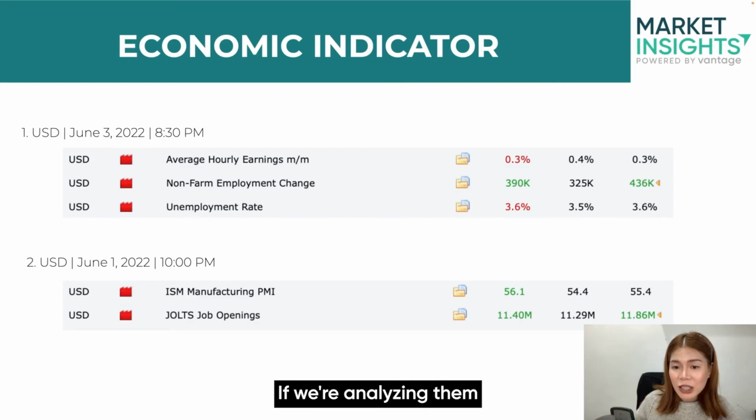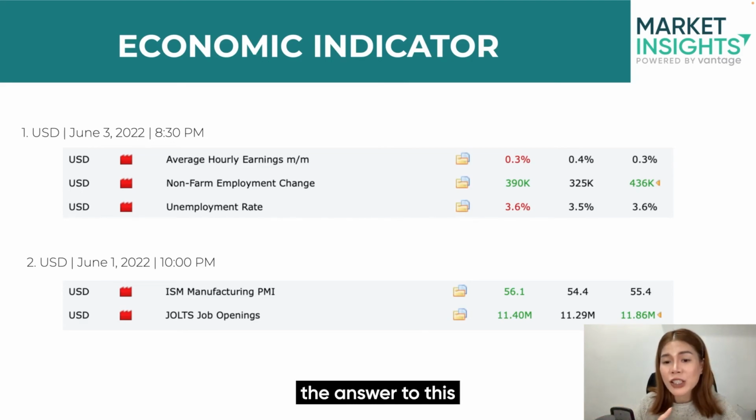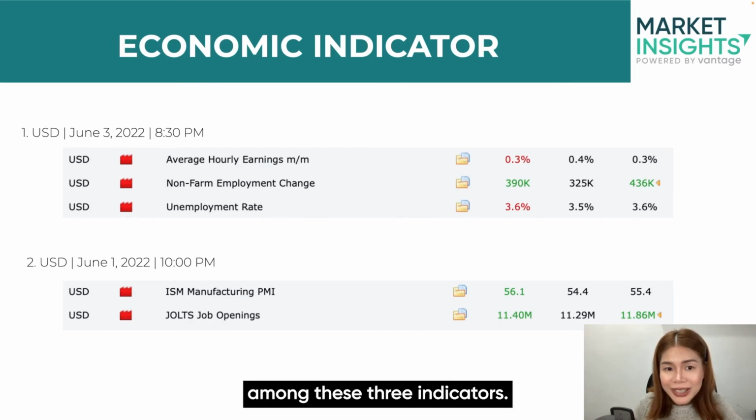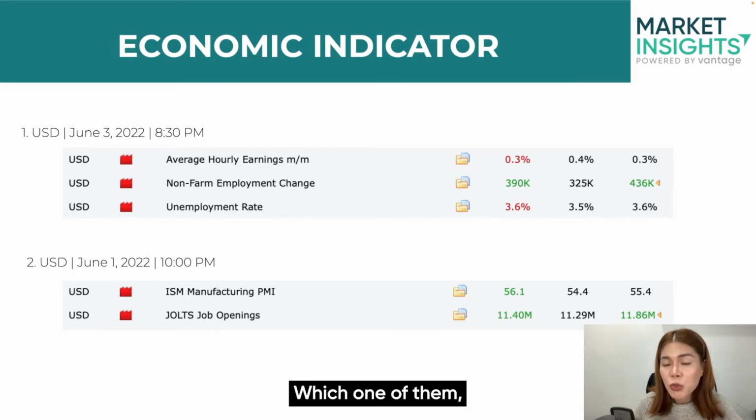If we're analyzing them together, we don't analyze them one by one. Instead, what we should be looking at is the answer to this question: what data is the central bank looking at? In this case, this is a USD data. So what is the issue the Federal Reserve System, or Fed, is more concerned about? And right now, that is what? Inflation. Therefore, among these three indicators, which one of them pertains to inflation?